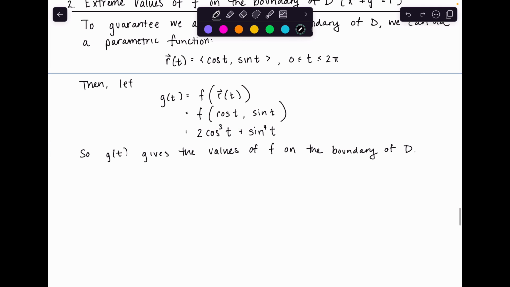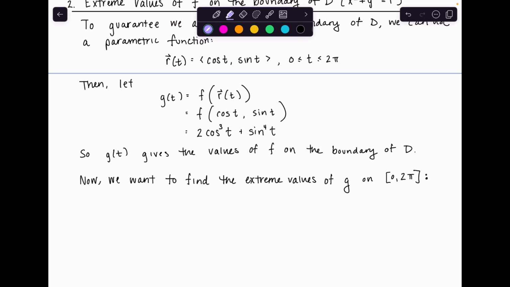So from here, we want to find the extreme values of g on the interval 0 to 2 pi. Okay. So being that Calc 1 problem, I'm going to find any critical points that fall inside this range. And then I need to test the endpoints of the boundary as well.